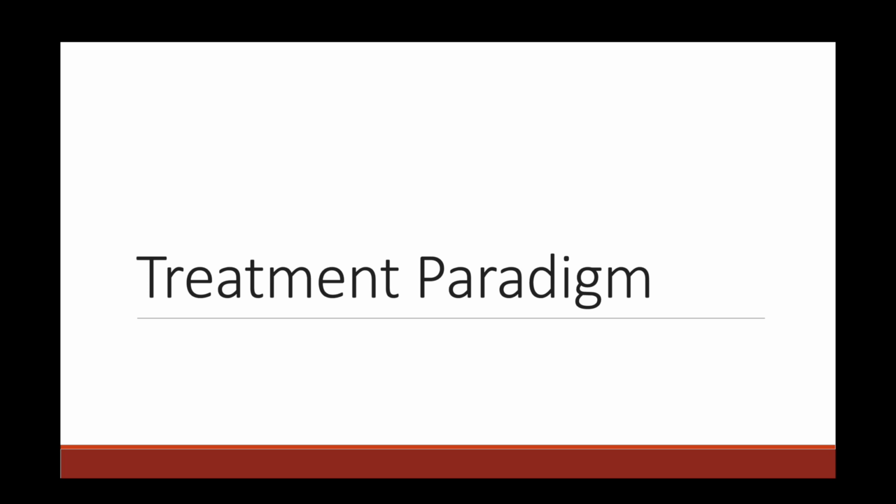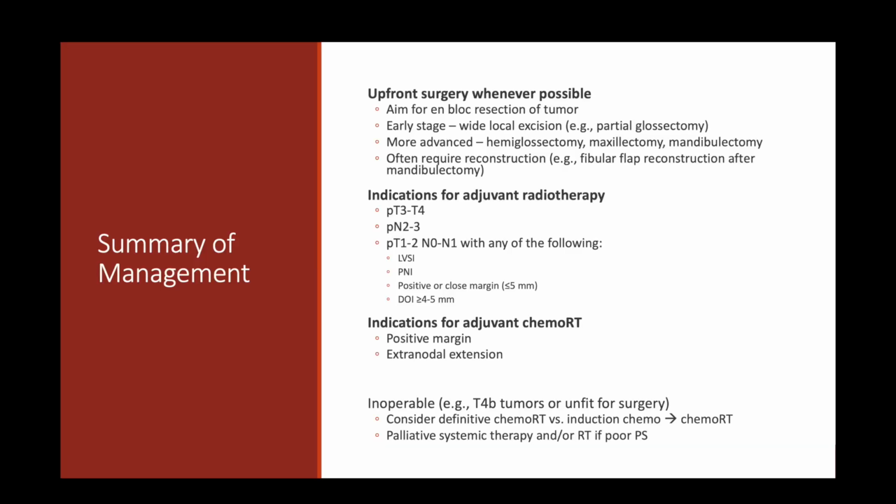Let's move on for now and get into some of the salient aspects of the treatment paradigm for oral cavity cancers. Oral cavity cancers are predominantly managed with upfront surgery whenever possible. The goal is to achieve en-bloc resection of the tumor. For early stage tumors, we aim for wide local excision. So if it's a tongue tumor, that might mean partial glossectomy. For more advanced tumors, the surgeries can be very, very invasive. So they might be something like a hemiglossectomy, a maxillectomy, or a mandibulectomy.